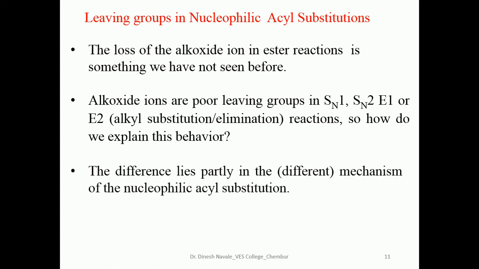The difference lies partly in the mechanism of nucleophilic acyl substitution. In the SN1, SN2, E1 elimination as well as E2 elimination mechanisms, alkoxide ions do not work as a good leaving group. But in the acyl nucleophilic substitution reaction, the alkoxide ion can become a good leaving group, and the reason behind this is the mechanism, which is nothing but the formation of the tetrahedral intermediate.